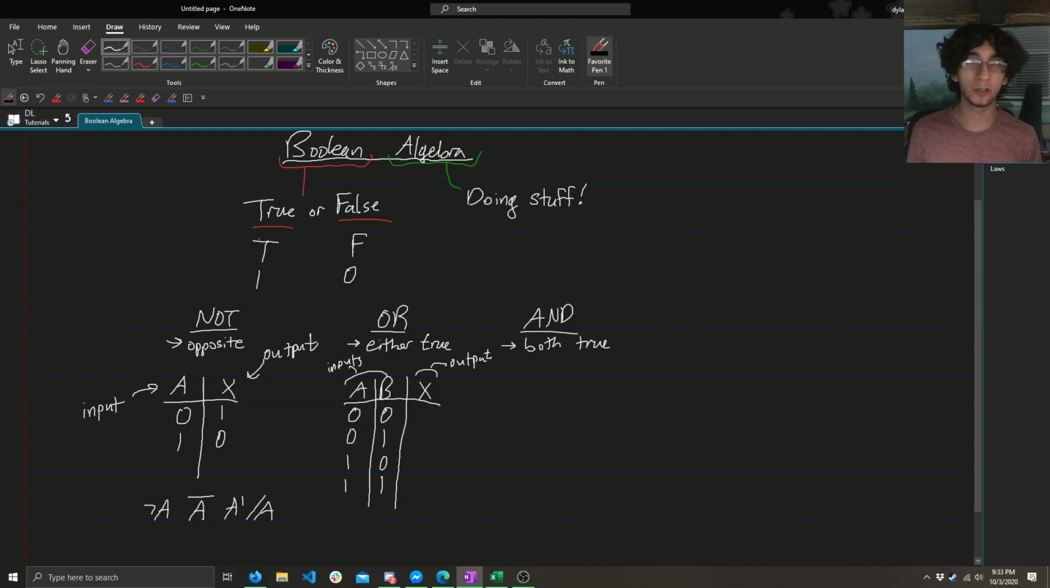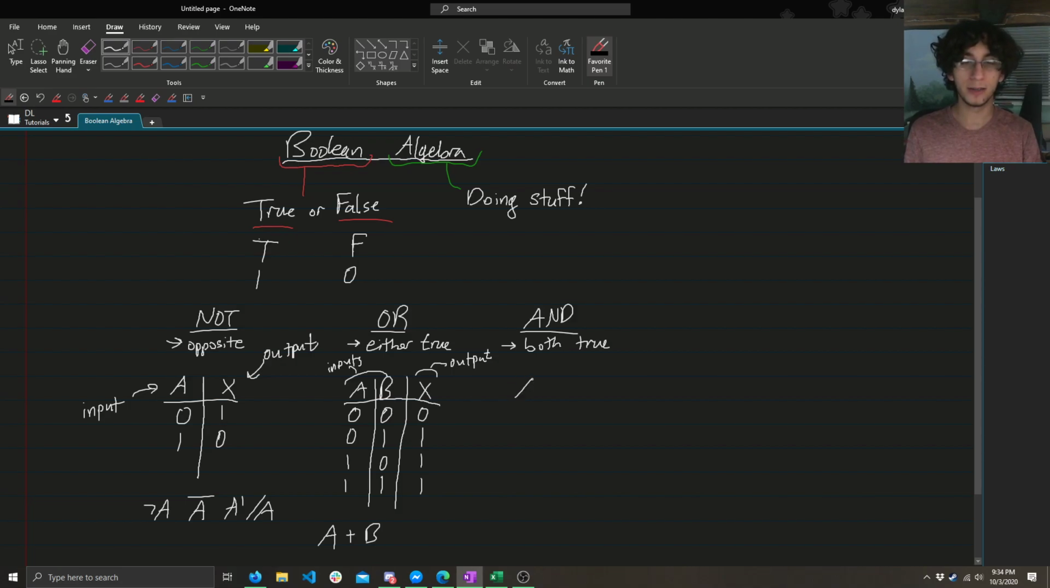Now, what is the definition of OR? Remember, it's if either of them are true. So that means that if either the first one or the second one, A or B, are true, then X is going to be true. So here in this first one, neither are true, so therefore X is false. And here, B is true, so therefore it's true. A is true in the next one, so it's true. And finally, both of them are true, and because either are true, that's true. Now, what's the symbol for this? It is just simply A plus B, but we read it as A ORed with B.